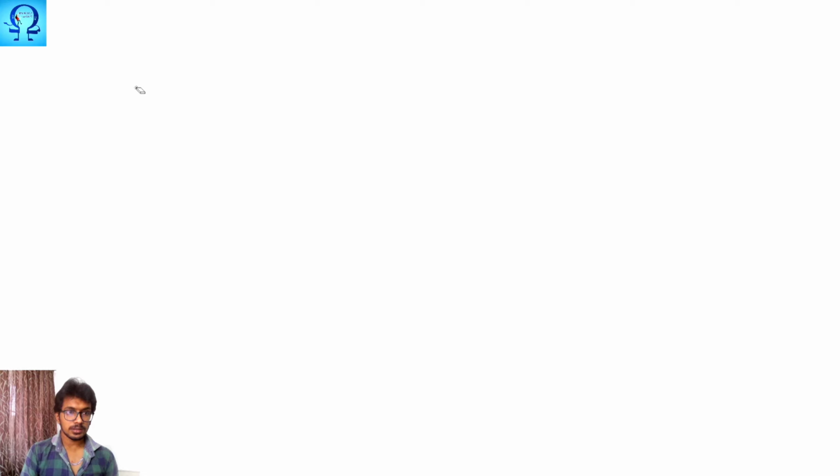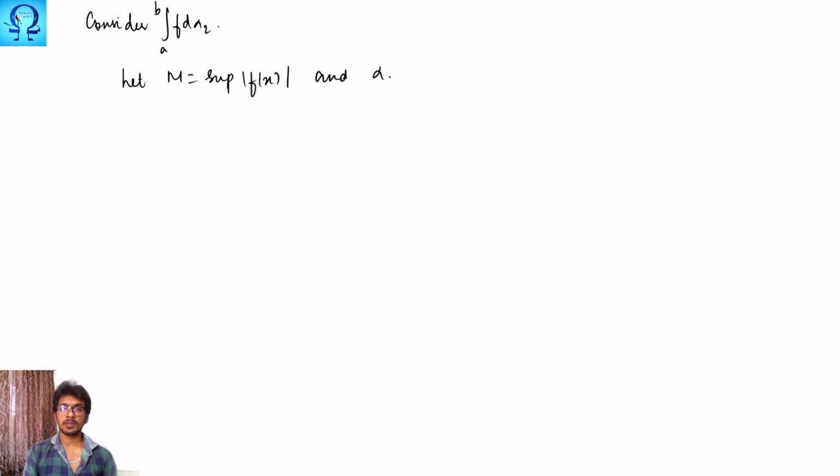Now for the second case, consider the integral a to b f d alpha 2. Here let us take M to be the supremum of the absolute value of f of x, and alpha of b minus alpha of a is smaller than epsilon. Let us consider it this way. And what shall we do now?